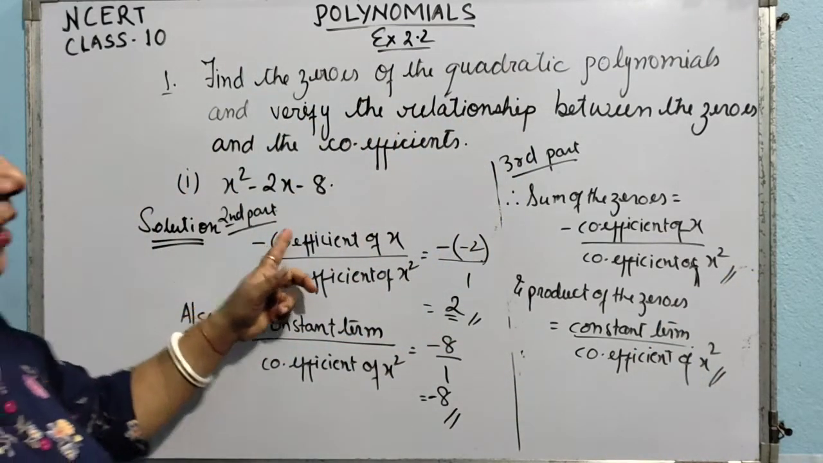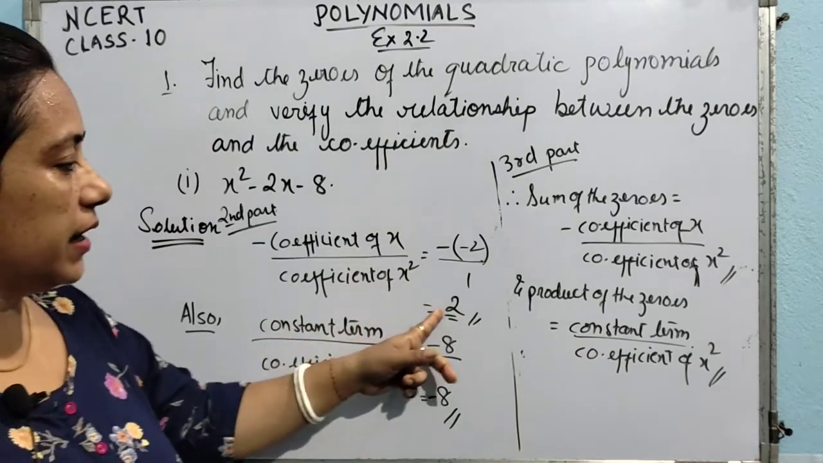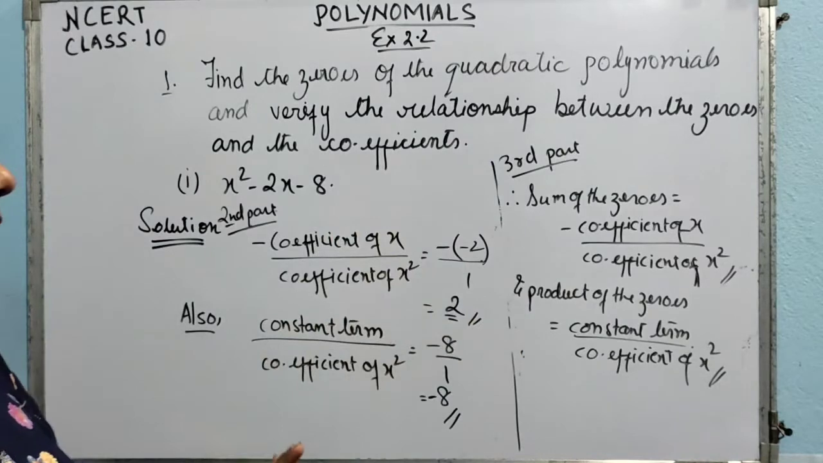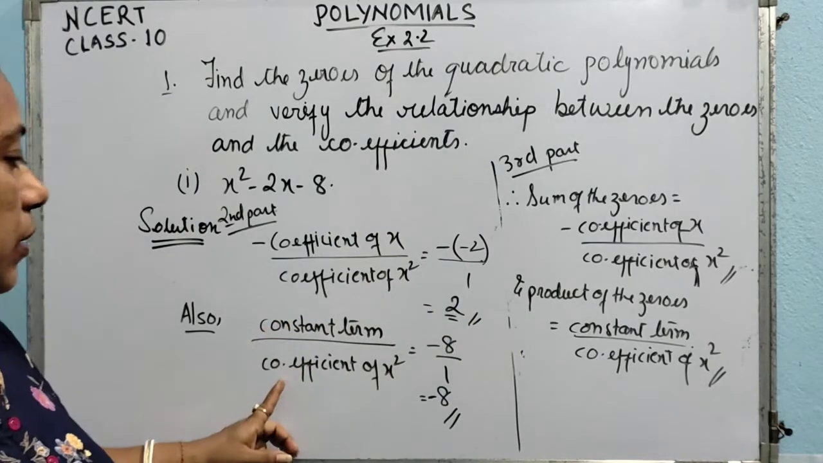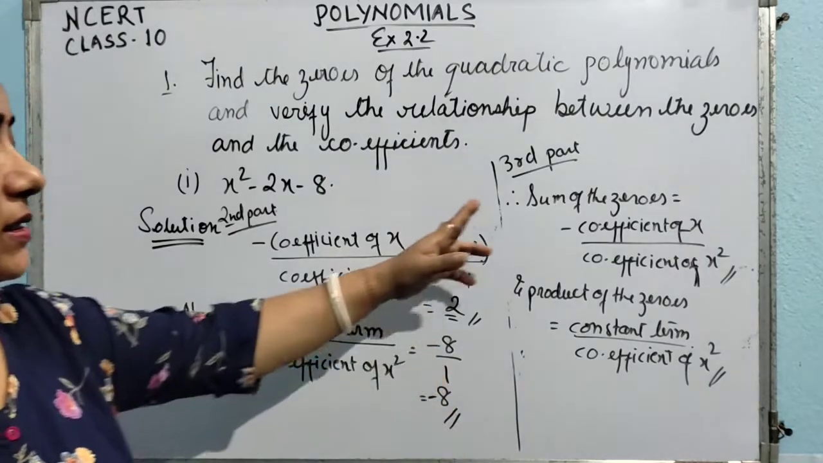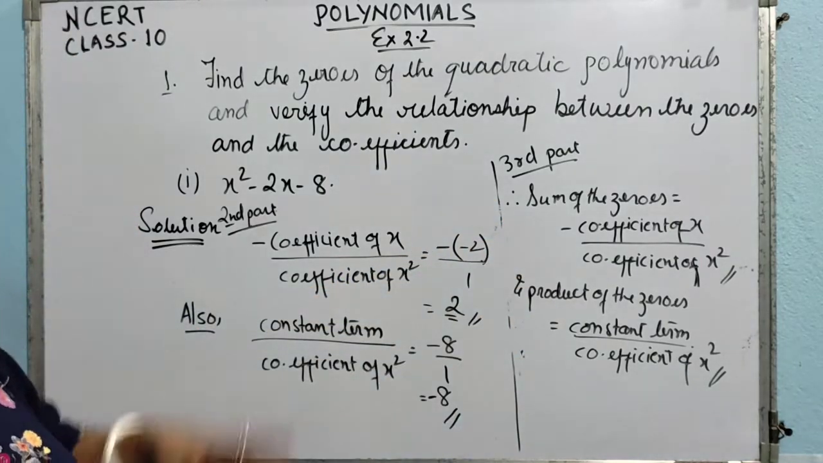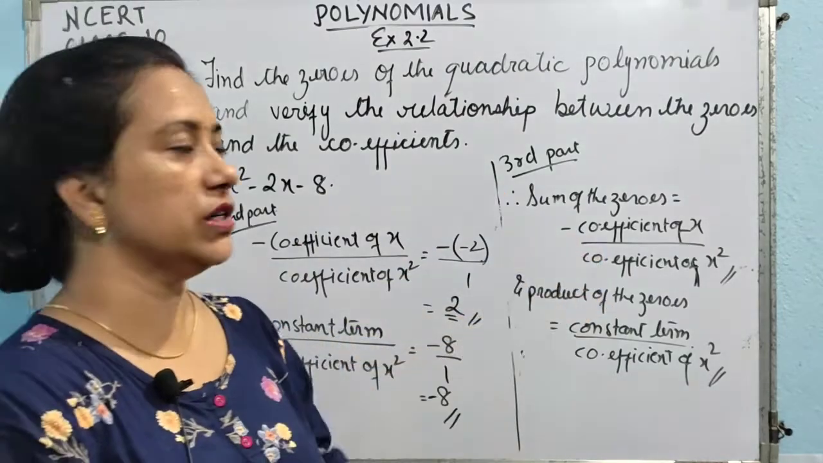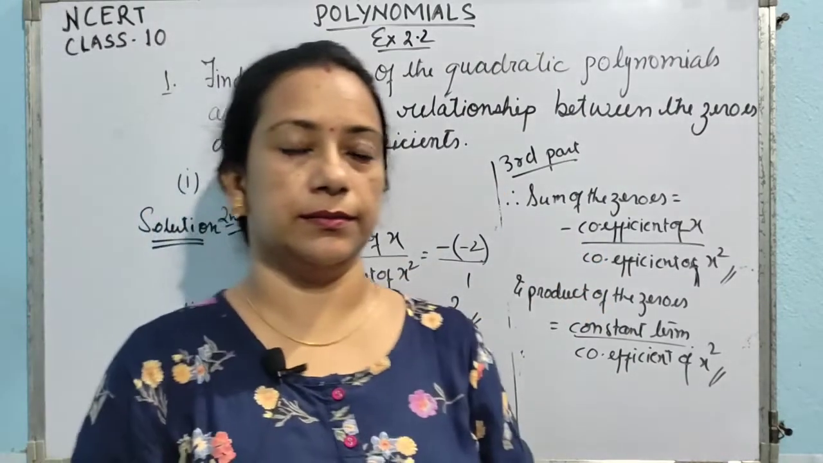See, if you wish you can end it up here also. After writing 2, if you again write that is equal to the sum of the zeros, then here it will be ending up. Okay, constant term by coefficient of x square is equal to minus 8, that is equal to the product of the zeros. Okay, hence this is verified. So we have found the relation between the zeros and the coefficients of the polynomial.